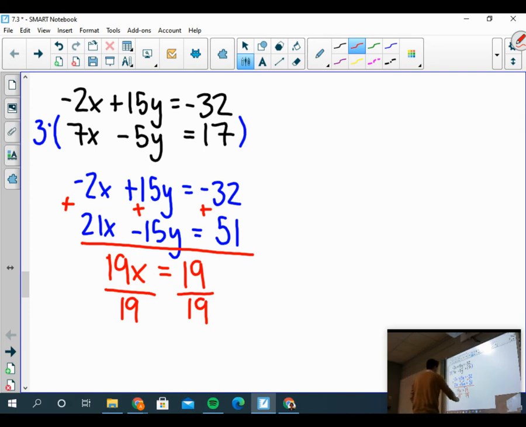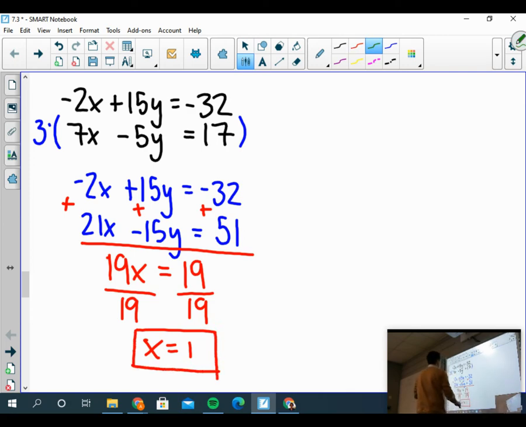Divide both sides by 19, and I get x equals 1. So by multiplying this second equation by 3, I created a situation without fundamentally changing the second equation where I could eliminate the y variables by addition. I do so, and I find that x equals 1. Now, of course, I'm not done yet.